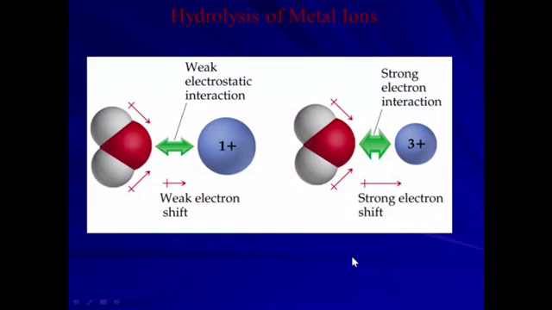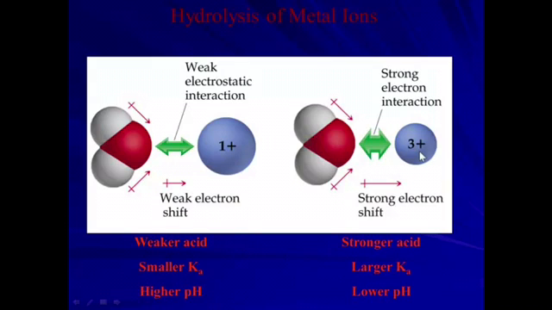Here is a visual representation of what I just said. So a +3 ion versus a +1. And notice the size does kind of matter. You have a weak electrostatic interaction, and so you see this small pole here. But then over here you have this dramatic pole because this guy right here has a +3 charge. So the larger the charge, the more interaction you're going to get. The weak acid is on the left, the stronger acid is on the right.